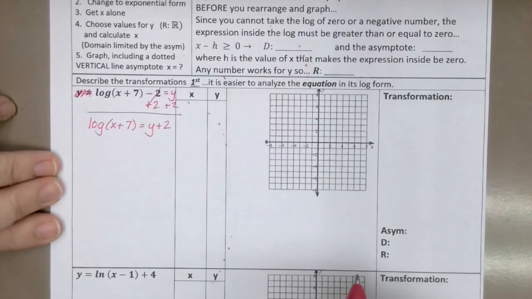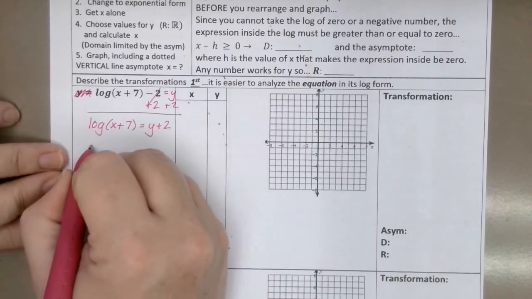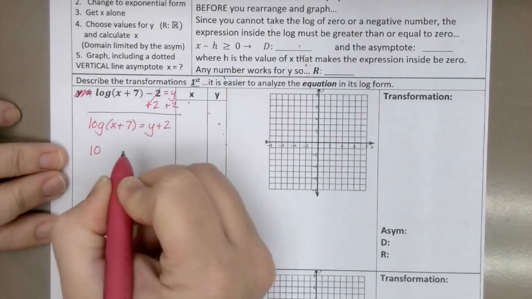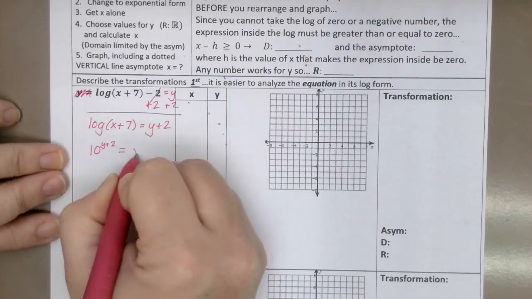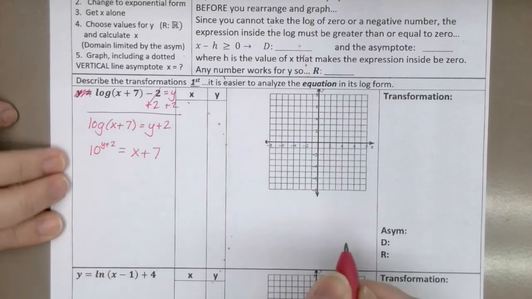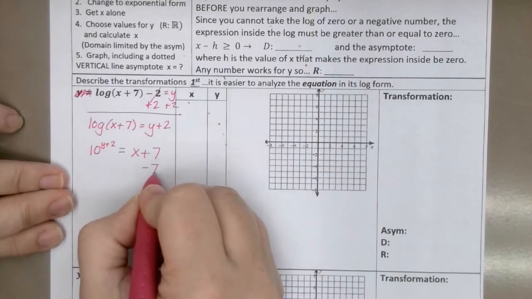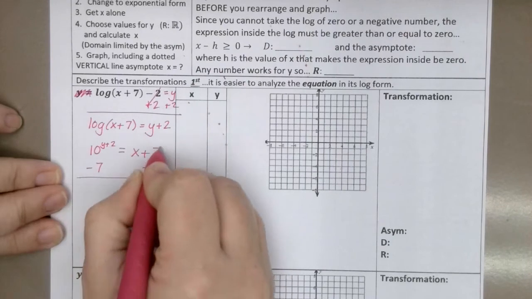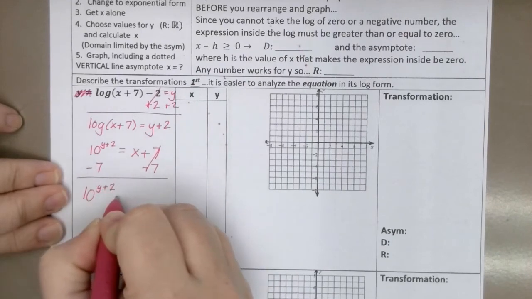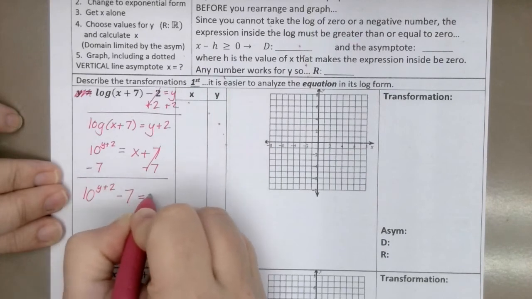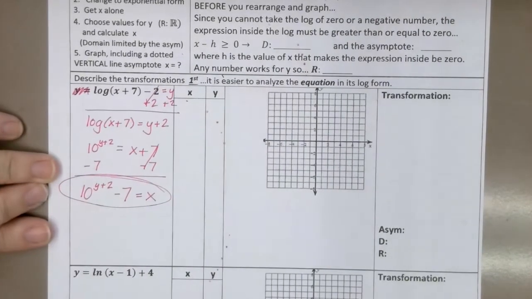Okay, so I can go to exponential form. What's the base? 10. What's the exponent? Equals? And now what? Subtract 7. So 10 to the y plus 2 minus 7 equals x. That's the equation I'm going to be plugging stuff into.